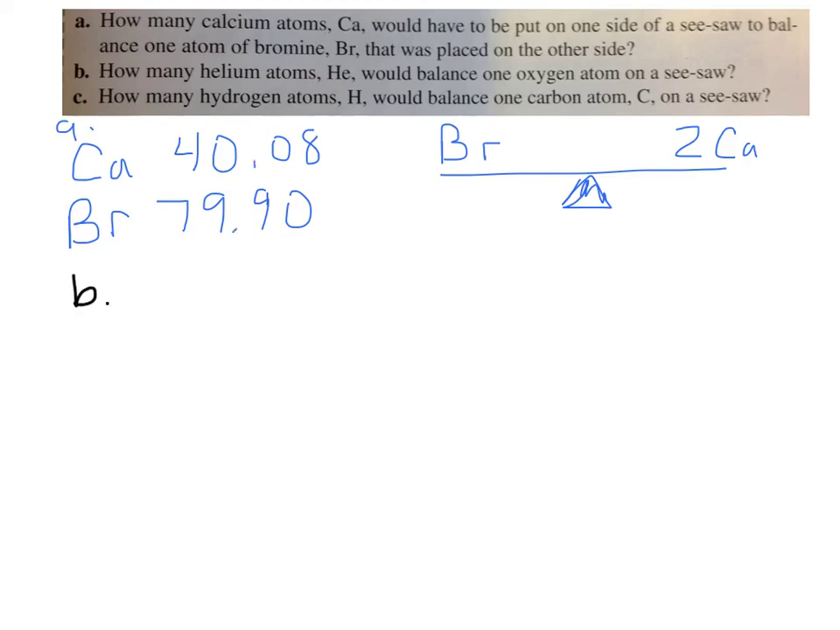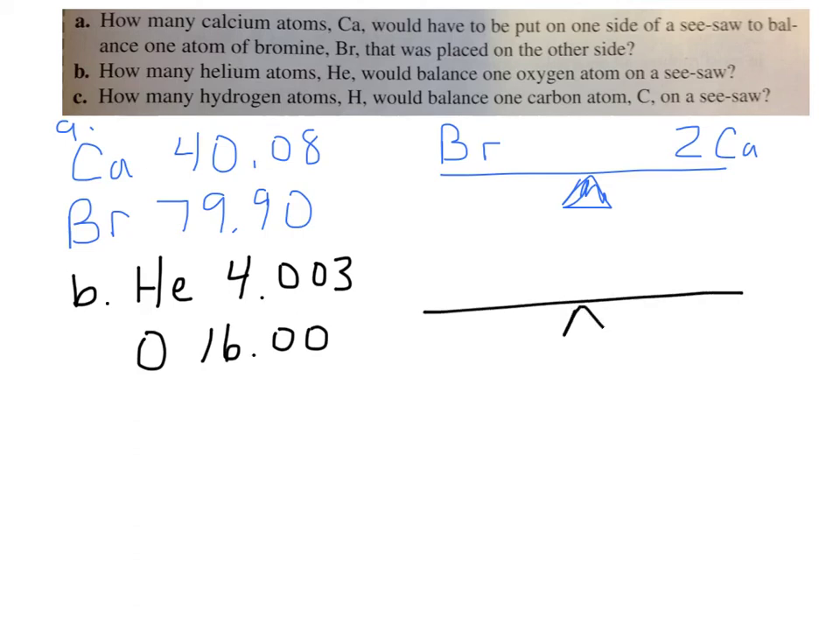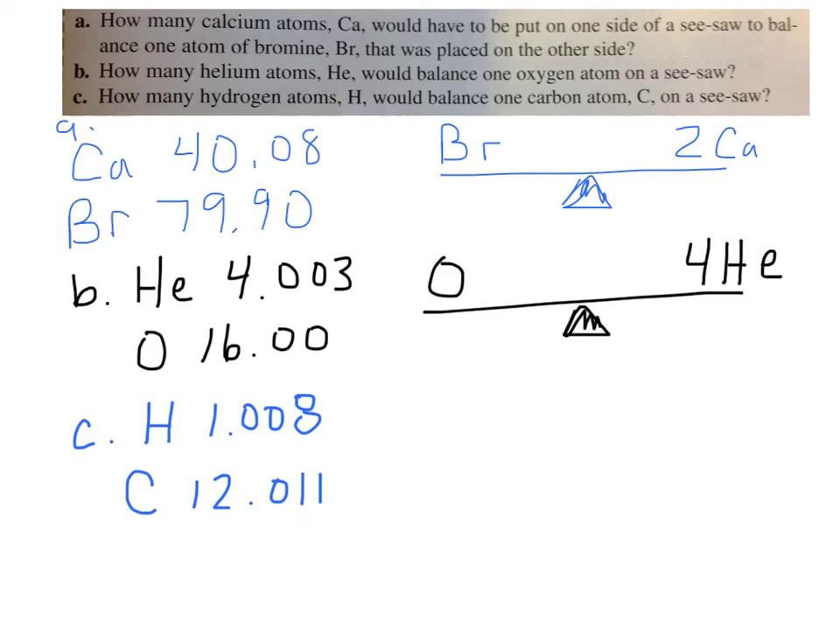On B, we've got helium, and helium's mass from the periodic table is 4.003. And on the other side, they want oxygen, and oxygen's 16.00. We can quickly see that 4 times 4 is 16, so I'm going to take my teeter-totter again, and my heavyweight is oxygen, and I would need 4 heliums on this side to balance it. The last example question is C, how many hydrogens? And hydrogen is 1.008. Would balance 1 carbon atom, and that carbon is C at 12.011. Well, you can see quickly it's going to be 12, right? So teeter-totter, carbons are heavyweight, and we're going to need 12 hydrogens to balance it.